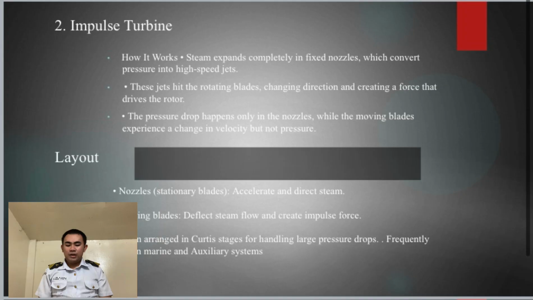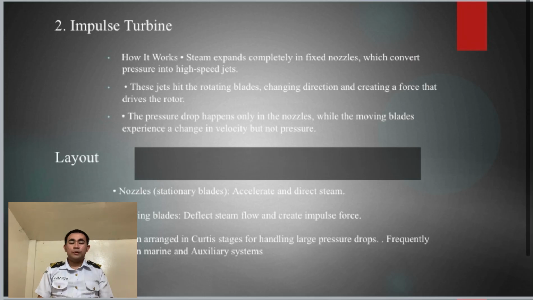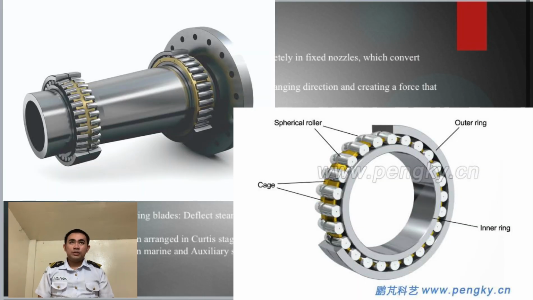An impulse turbine's general layout includes nozzles to convert pressure into high velocity kinetic energy, a rotor with moving blades or buckets that the fluid strikes, a shaft to which the rotor is mounted, a supporting casing to contain the components, and a system of bearings to support the shaft. So the most important is the bearings. Always check the bearings during maintenance to avoid vibration and to support the shaft.